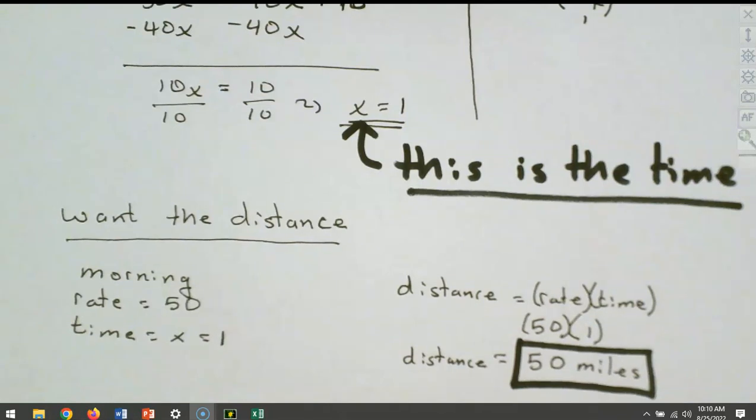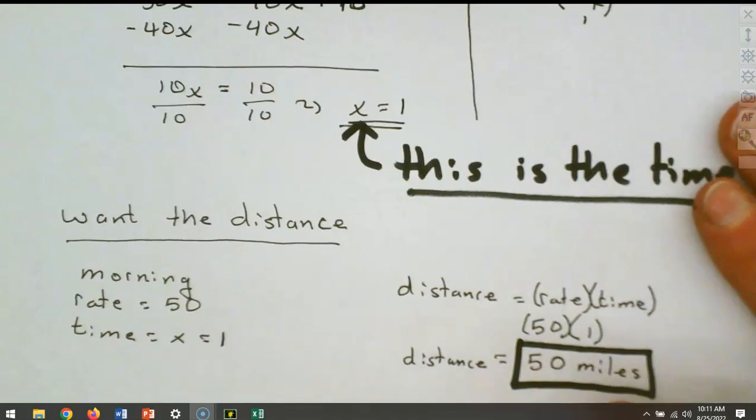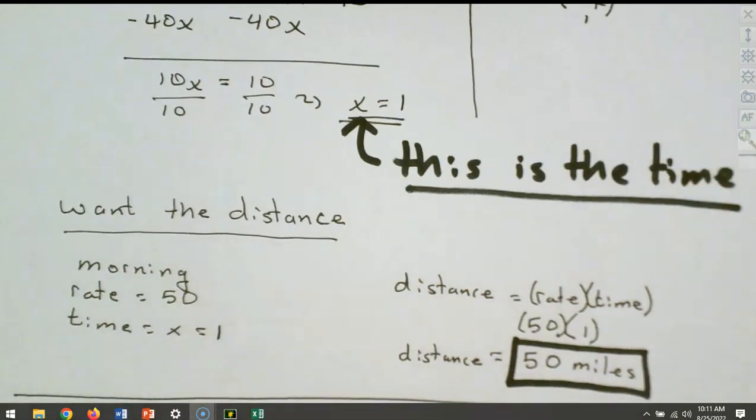Now, in some cases, they might want the time. And if they did, we would have been done. This one, they specifically wanted the distance. And so we calculated it out by plugging it back in.